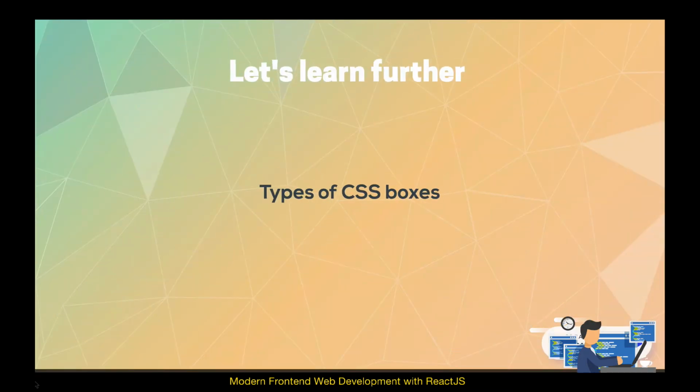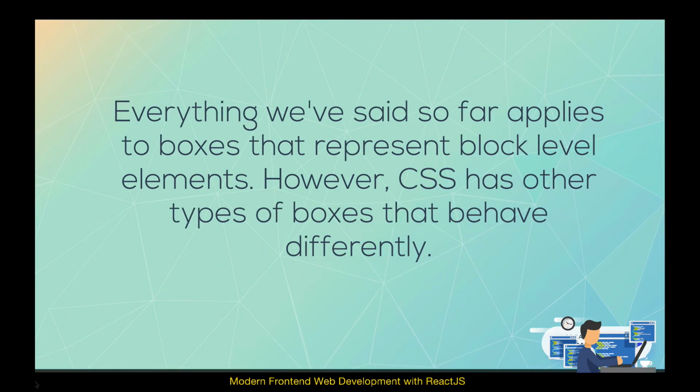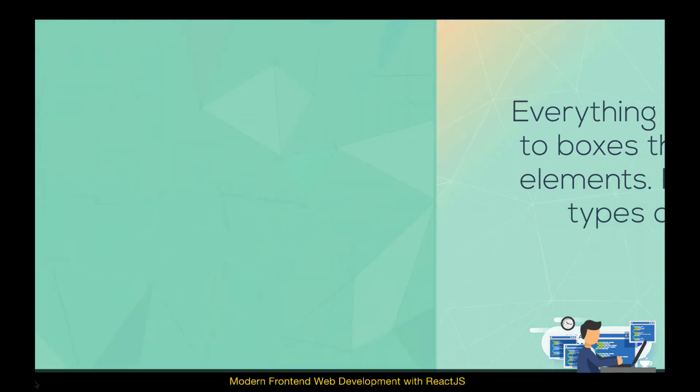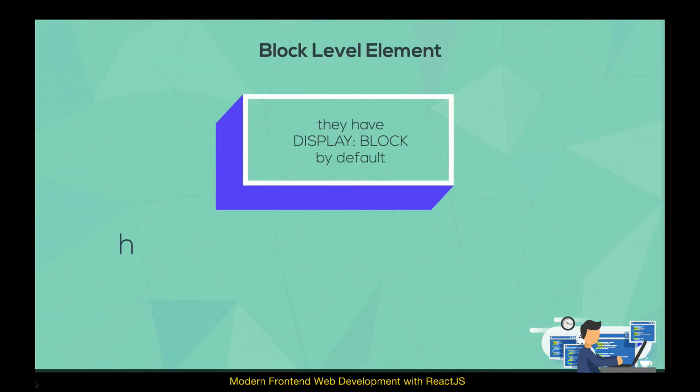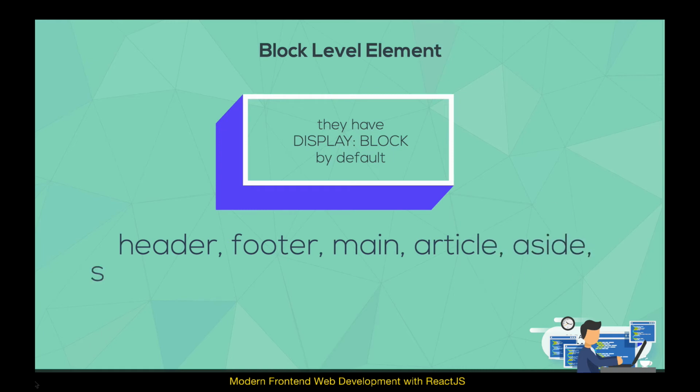Okay, let's learn about types of CSS boxes. Everything I have said so far applies to block level elements. However, there are few more types of boxes which can be identified by the display property. And these are the block level elements which have display block as a CSS property by default.